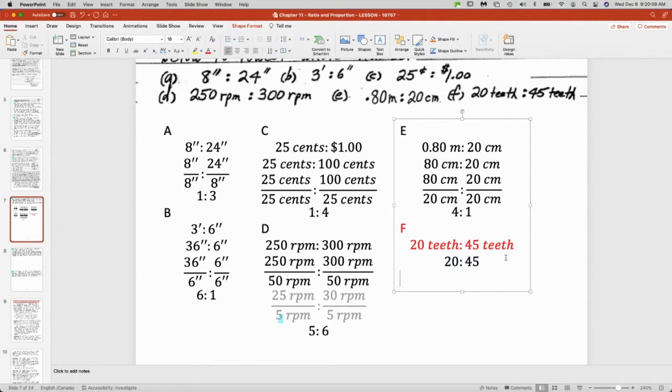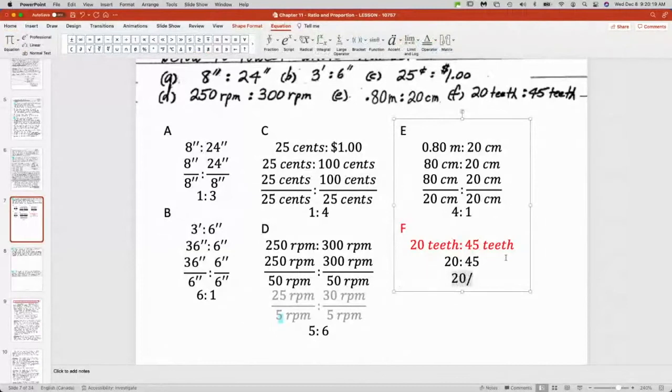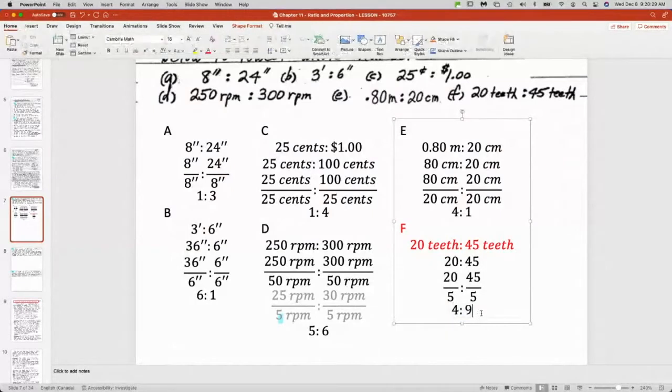In this case, 20 and 45 have a common divisor of 5. That's the largest number I can think of. So we'll do 20 over 5, and then 45 over 5. And then you have the answer of 4 to 9. If I were to tell you how to study or how to do these questions, I would follow the strategy for F for all of the questions.